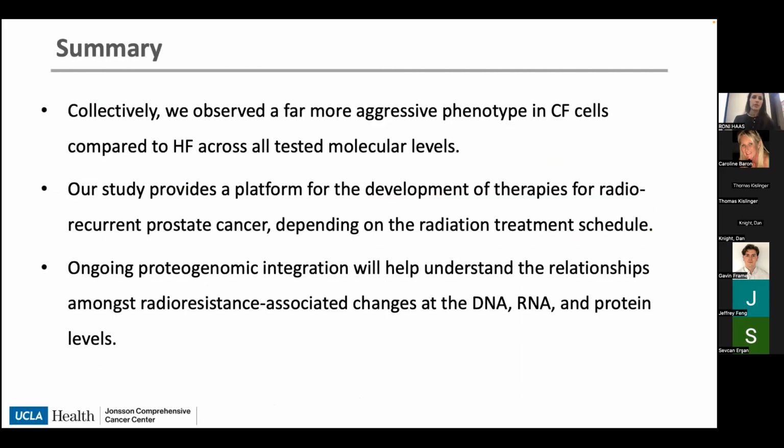And with that, I'll summarize. So we first saw that collectively, we observed a far more aggressive phenotype in CF cells compared to HF. Second, we could see that using our study, we can provide a platform for the development of therapies for radiorecurrent prostate cancer, depending on the treatment schedule. And then we demonstrate how ongoing proteogenomic integration can help us to characterize radioresistance.